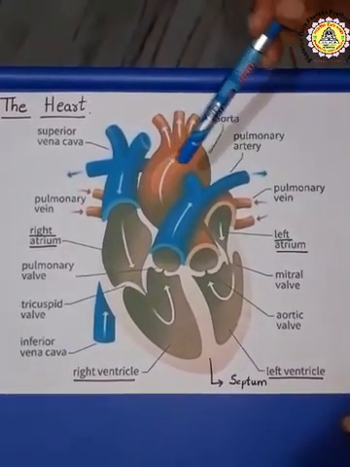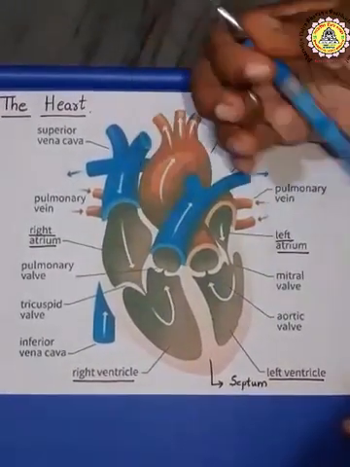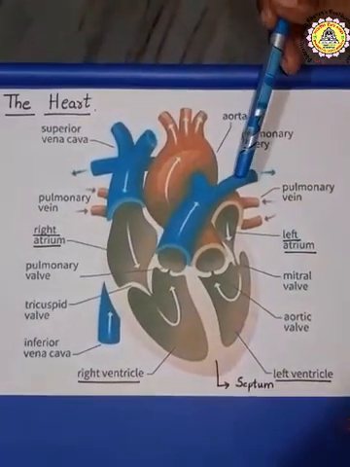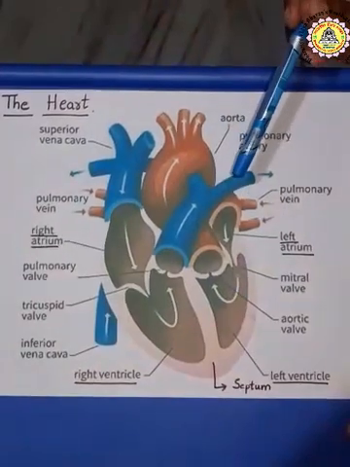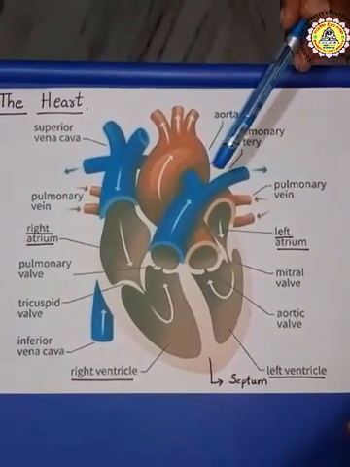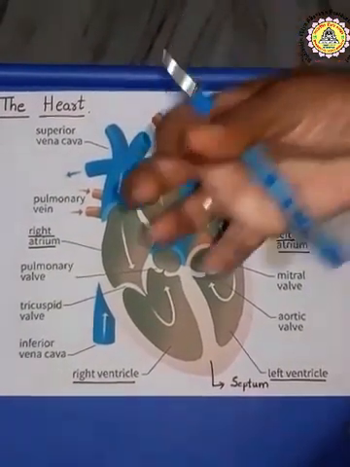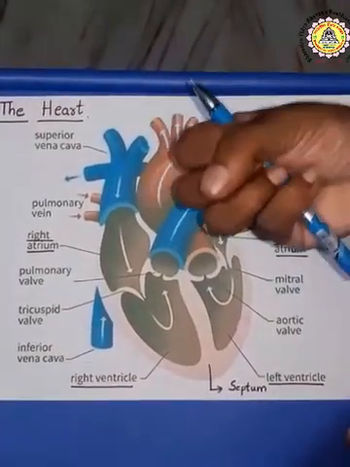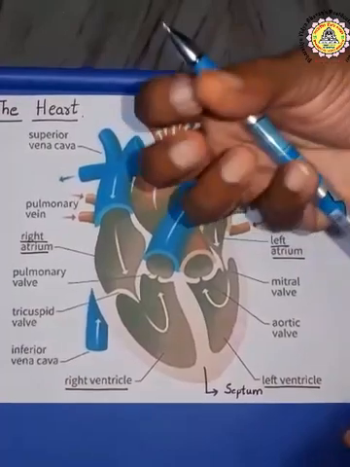It covers the heart and also protects the heart. It is like a protection for the heart. The covering of the heart is called the pericardium. And the pumping action of the heart is called the heartbeat.